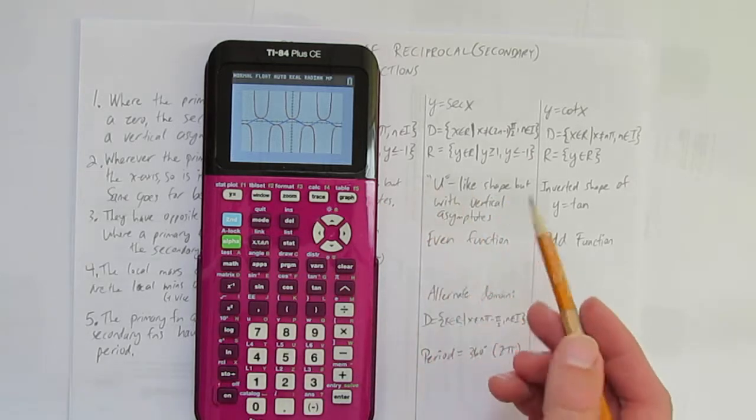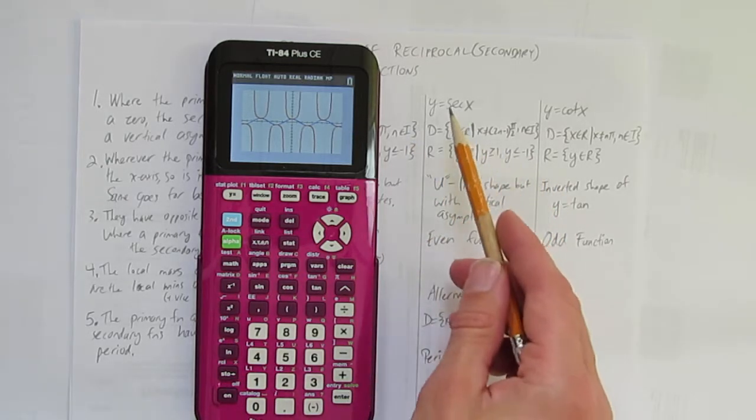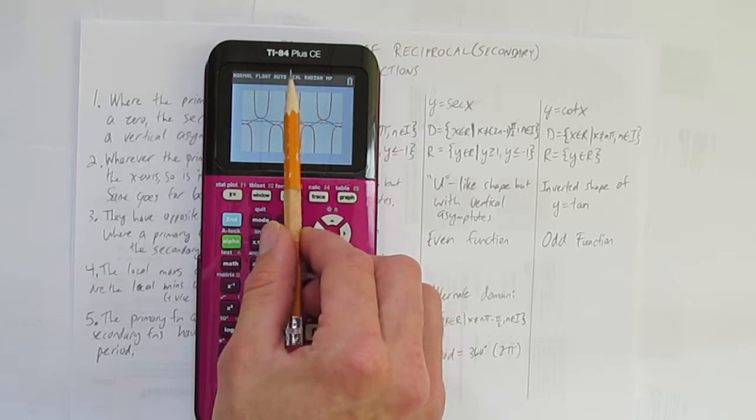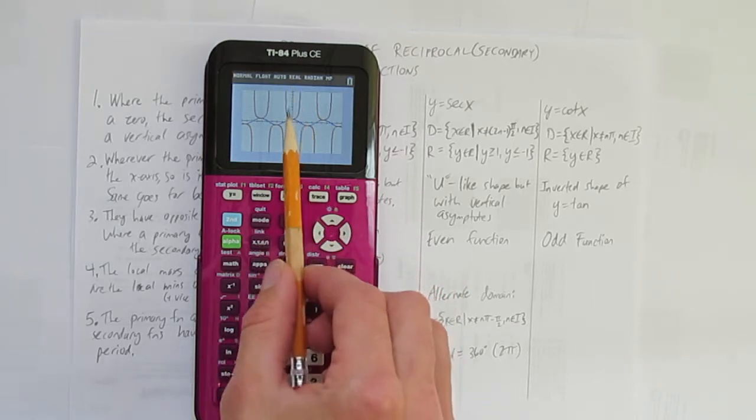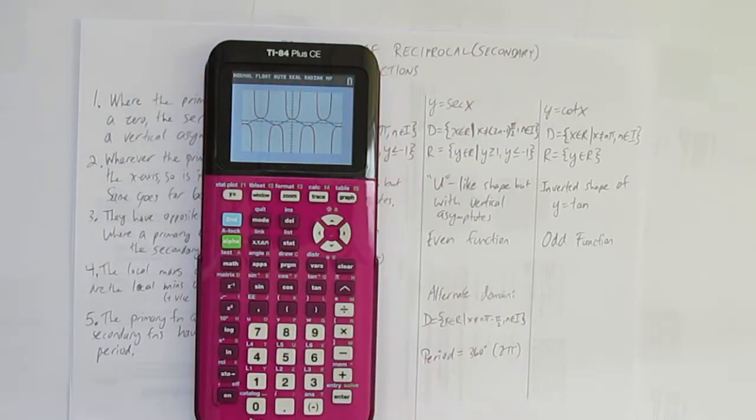Also notice here, unlike cosecant, secant is an even function. It reflects perfectly across the y-axis. If you flip it over, you get the exact same thing. And as I mentioned, its period is 360 degrees, or 2 pi.